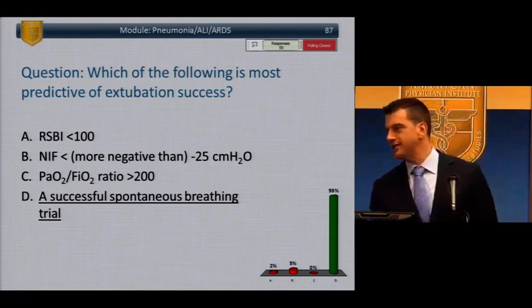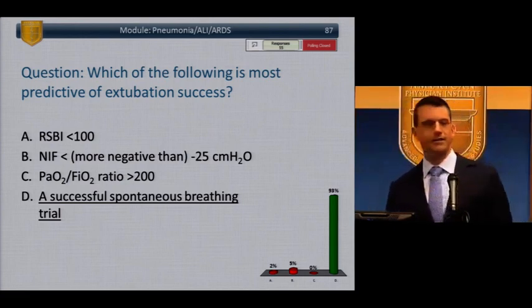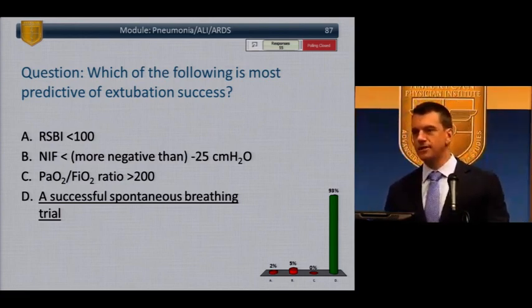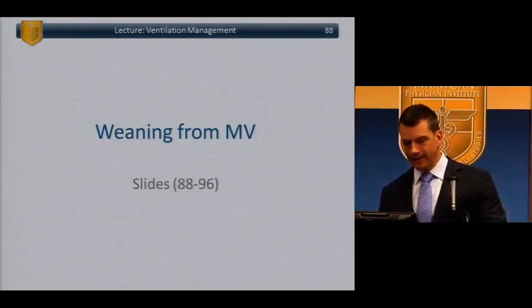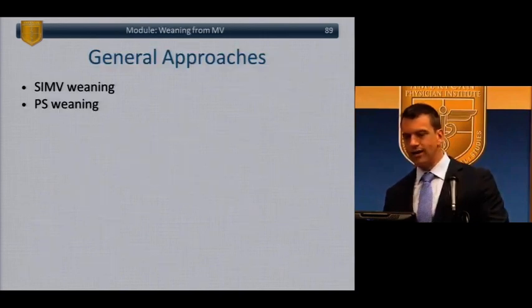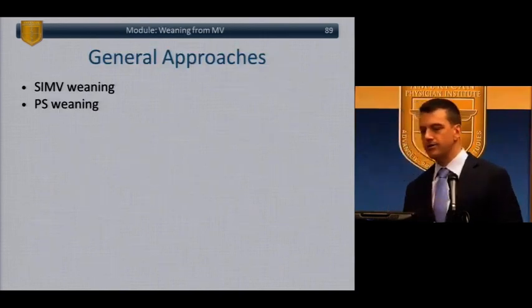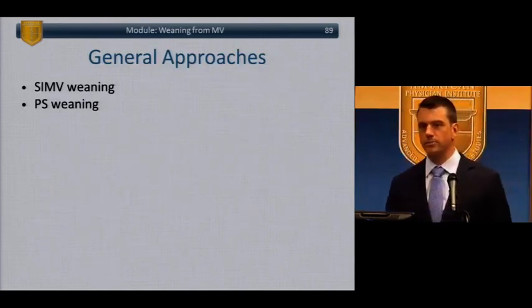That's right. The correct answer is a successful spontaneous trial. All these other factors can contribute to making that decision, but the best thing is just to see how they do breathing on their own. Let the patient tell you. So in weaning from the ventilator, there's 2 styles. They can be an SIMV wean or pressure support wean.